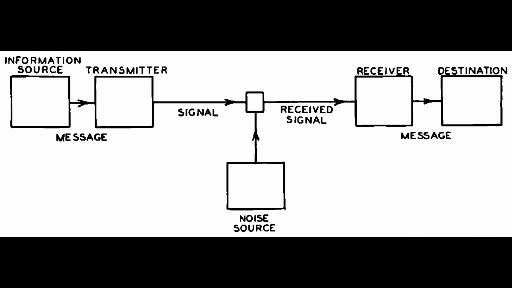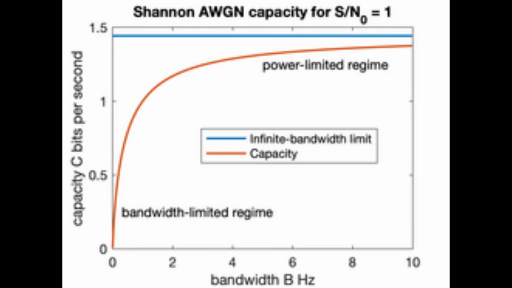One concept became central: channel capacity. Shannon demonstrated that every communication channel has a maximum rate at which information can be transmitted with arbitrarily low error. This boundary, later known as the Shannon limit, was absolute. No improvement in materials, power, or hardware could exceed it.